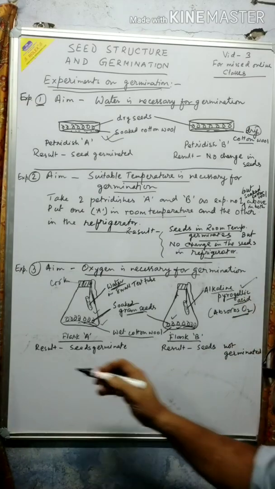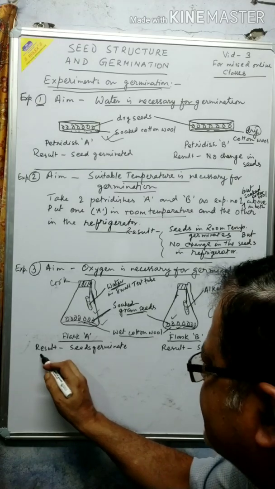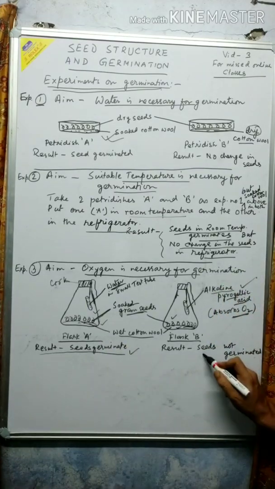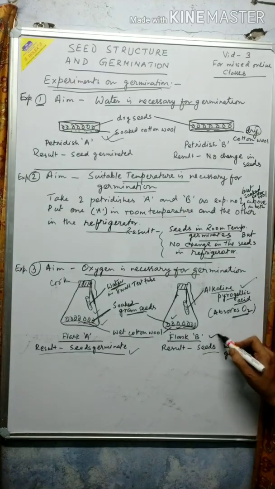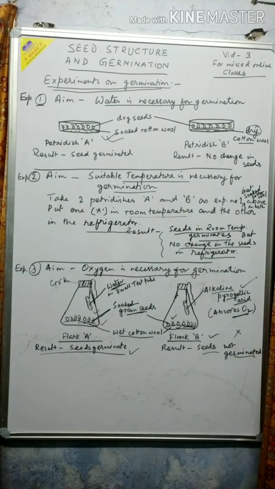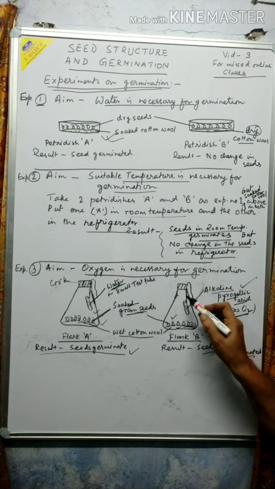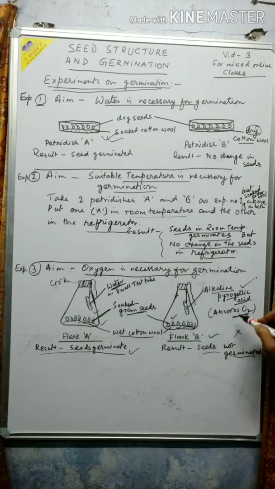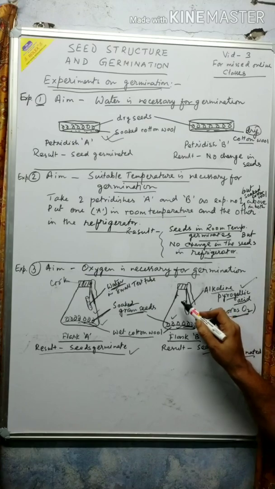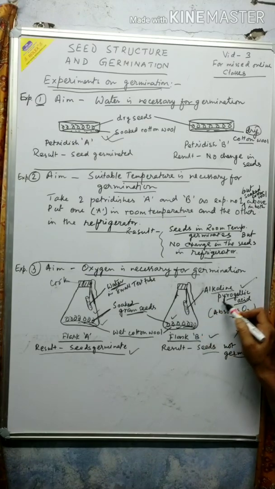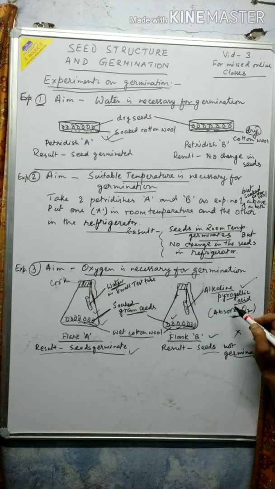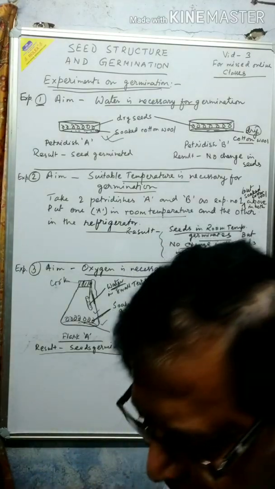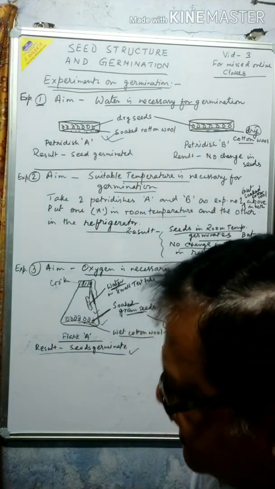Therefore, if you keep it for 2-3 days, the result you will get is seeds germinate in flask A, but seeds do not germinate in flask B. No germination, because inside this flask the oxygen is completely absorbed by this substance, alkaline pyrogallic acid. This is a simple proof that oxygen is necessary for germination.